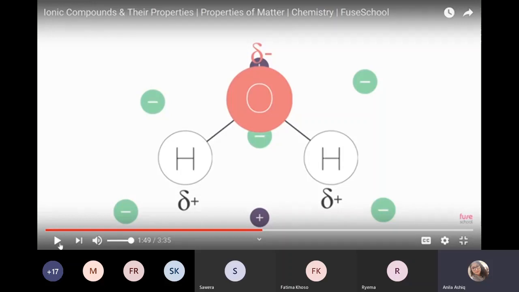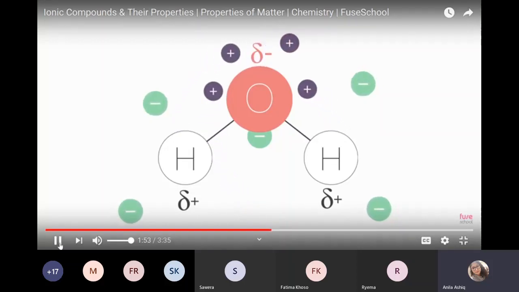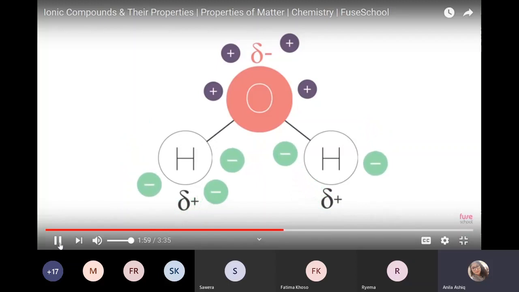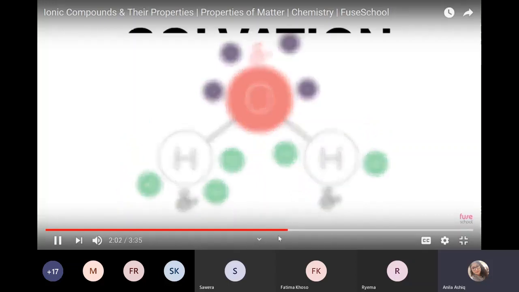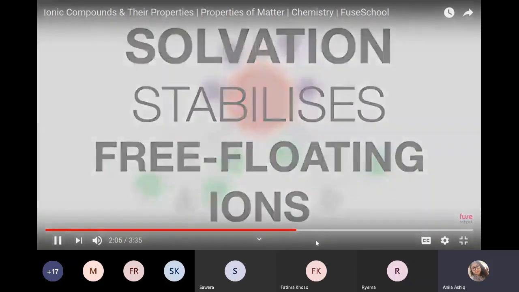That's right. If the ions dissolve in water, it does not mean the bond has been broken down completely. The electrostatic force of attraction is still there, and it's just a physical change, not a chemical change at all. As you can see, the sodium ions are stabilized by the negative dipole of water, and the chloride ions are stabilized by the positive dipoles of water. This solvation stabilizes the free-floating ions.